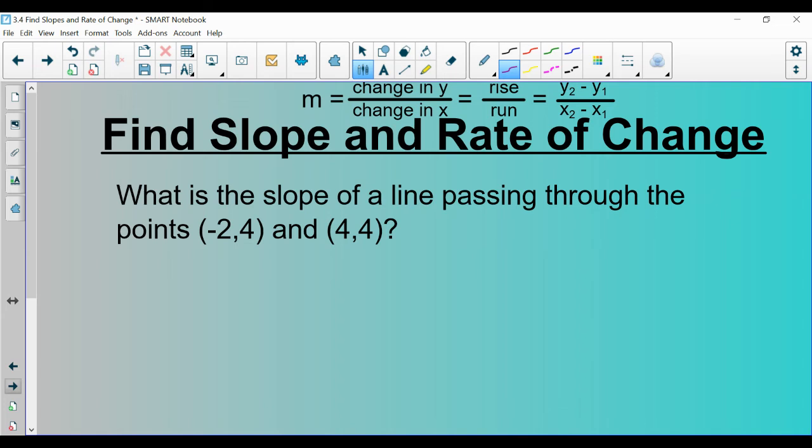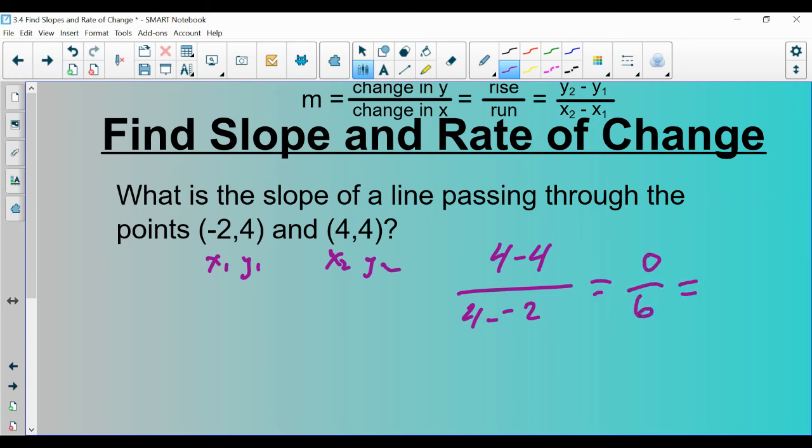Here's another one. Why don't you guys go ahead and pause it here and try this one. Make sure that you're able to get the right answer. Remember, this is x1, y1, x2, y2. So you have 4 minus a 4 over 4 subtract a -2. Well, 4 minus 4 is 0, and 4 minus a -2 is 6. If you type in 0 over 6 into your calculator, you will get 0.